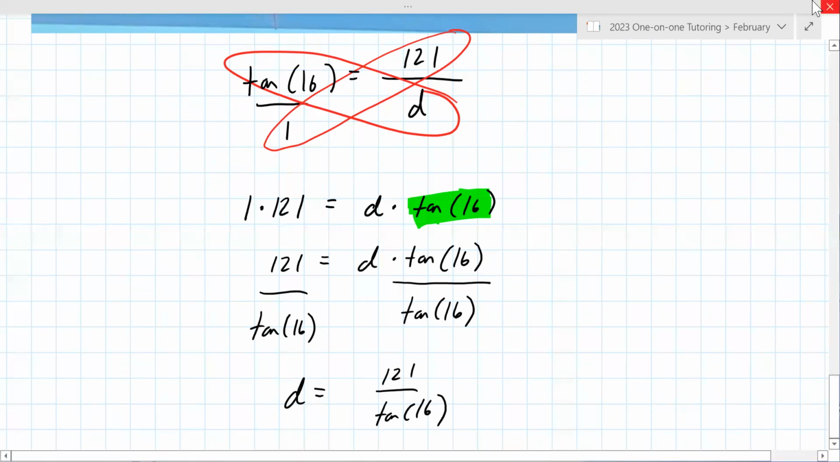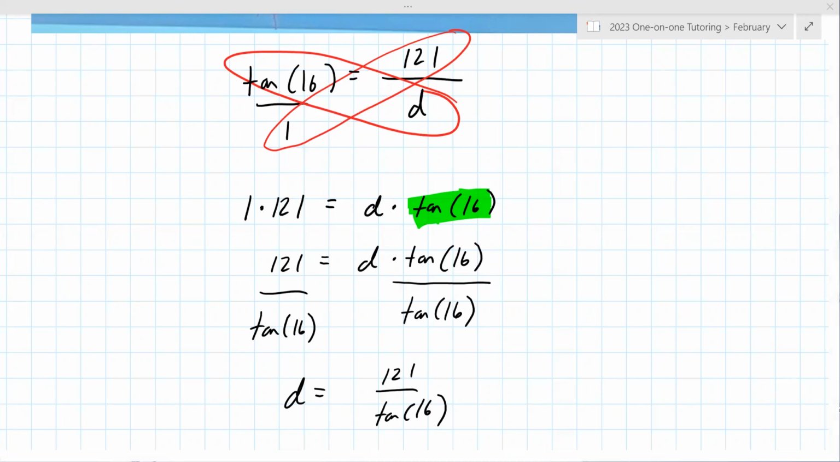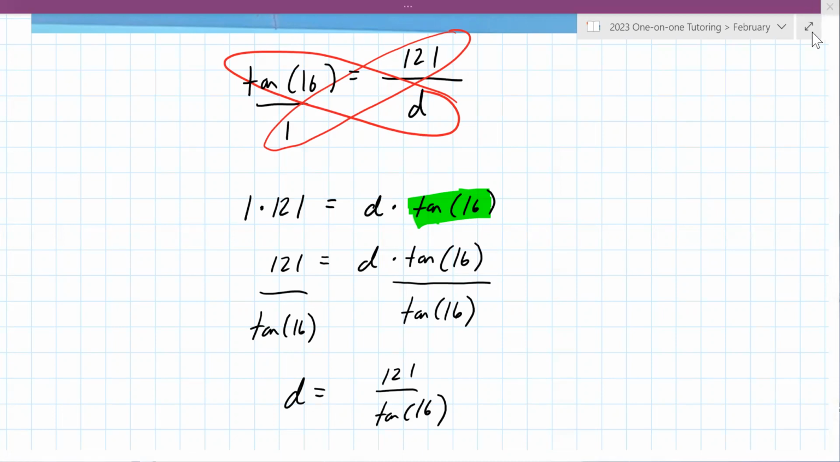And then I have a question. What is the exact number of tan? Like, you know how pi is like 3.14? What's the special number? Sorry, your answer is not correct. So what did I mess up here?